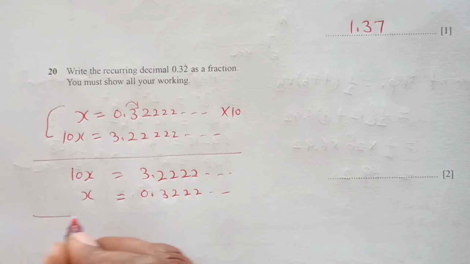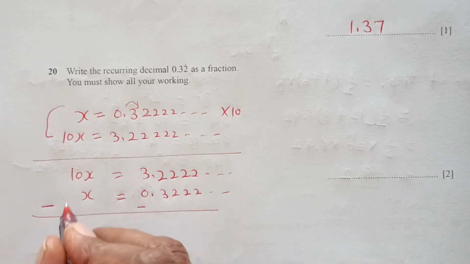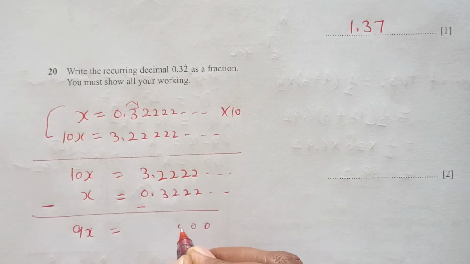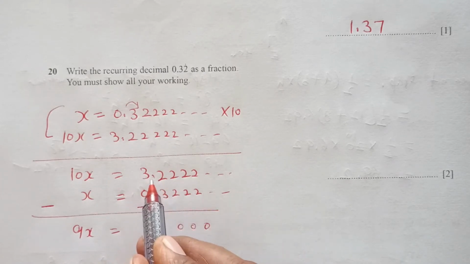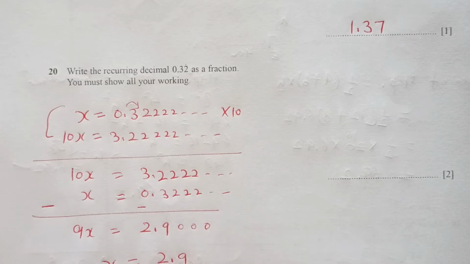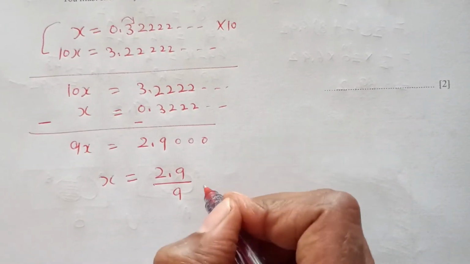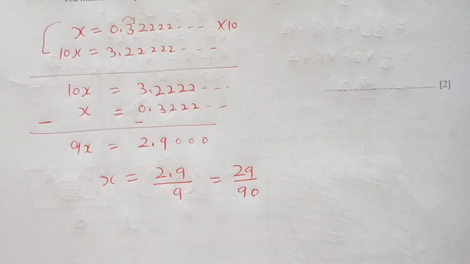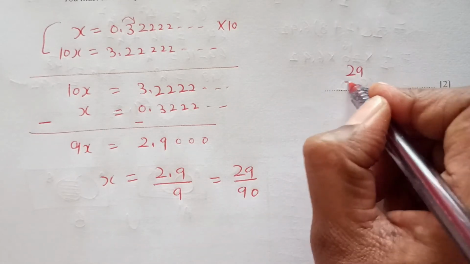When you subtract both sides, 10 minus 1, this is 9x, and this is 0.000, this will be 2.9. So x is 2.9 over 9, and this can be written as 29 over 90. So that is the answer.